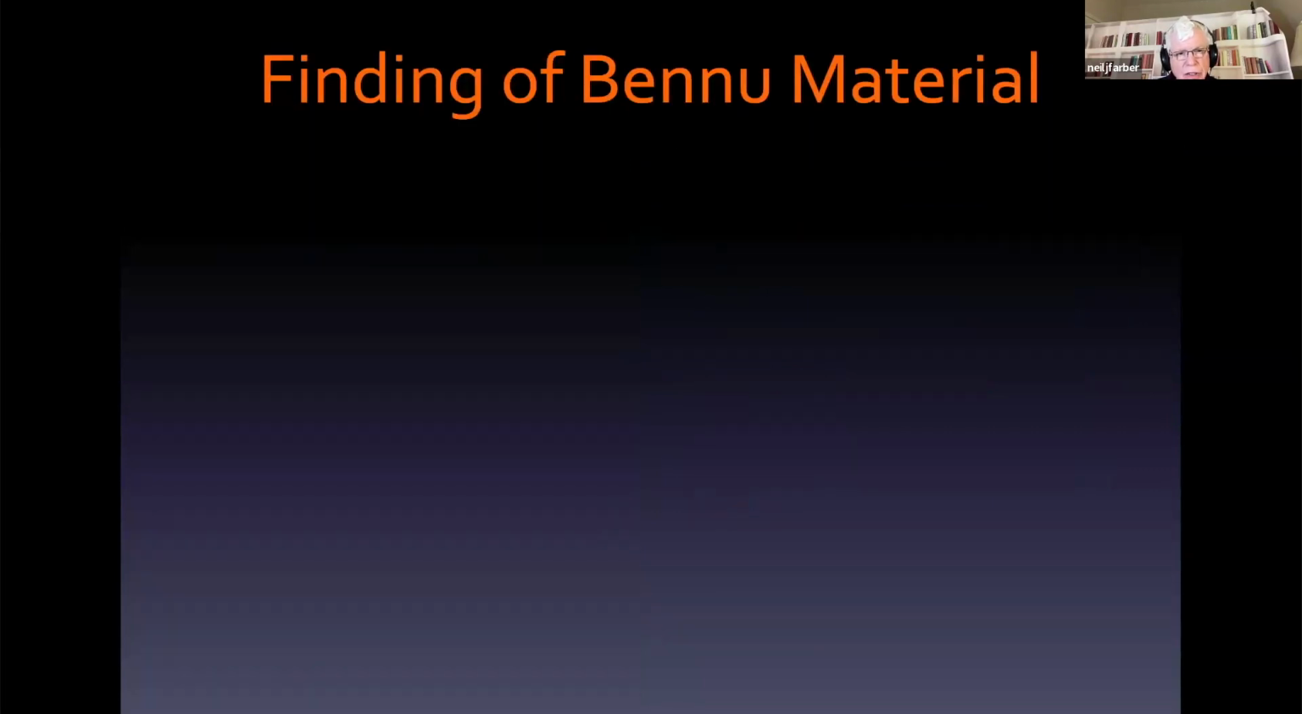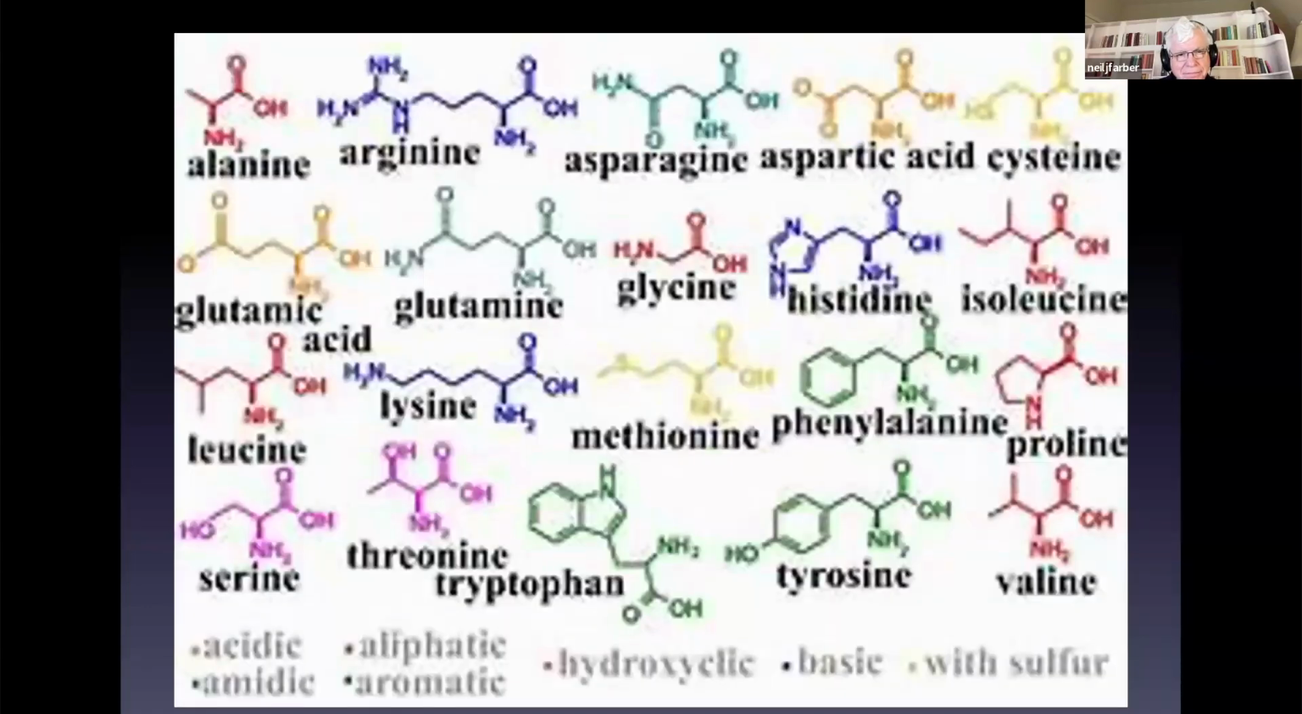And recently, the material has been analyzed. If anybody recognizes this, these are the 20 amino acids that are required for human life. Of the 20 amino acids that are in us, 14 of these were on the surface of Bennu. I'll stop there for a minute and let you ponder that.